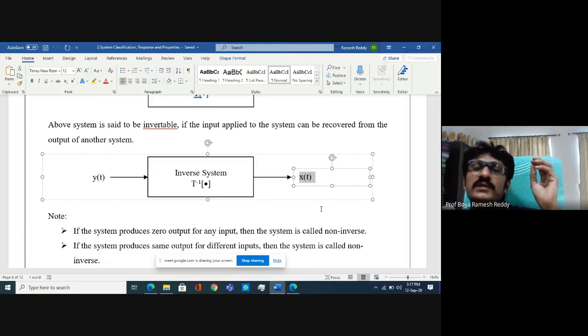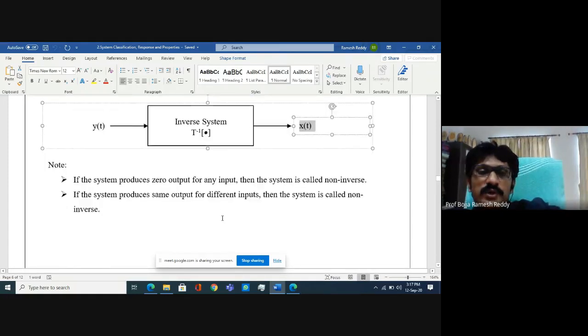If that is possible sometimes, it is not possible at other times. That means it is not possible to design a second system such that the output of the second system is equal to x of t. If it is not possible to recover the original input from a particular system or cascaded system, then that system is called non-invertible. If it is possible, it is an inverse system.